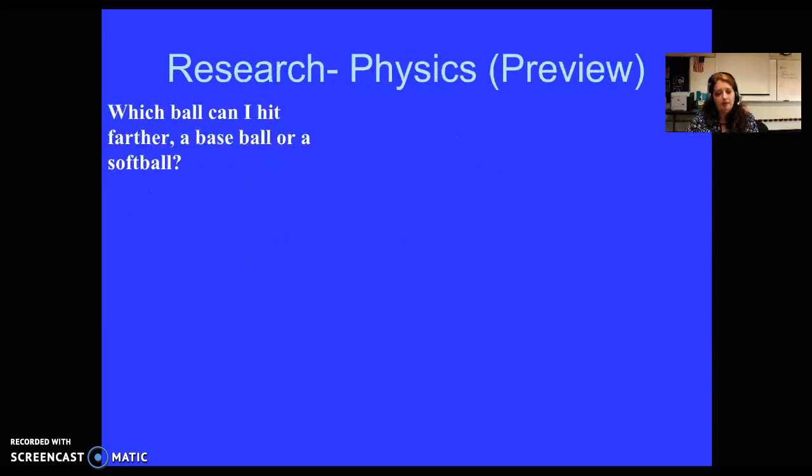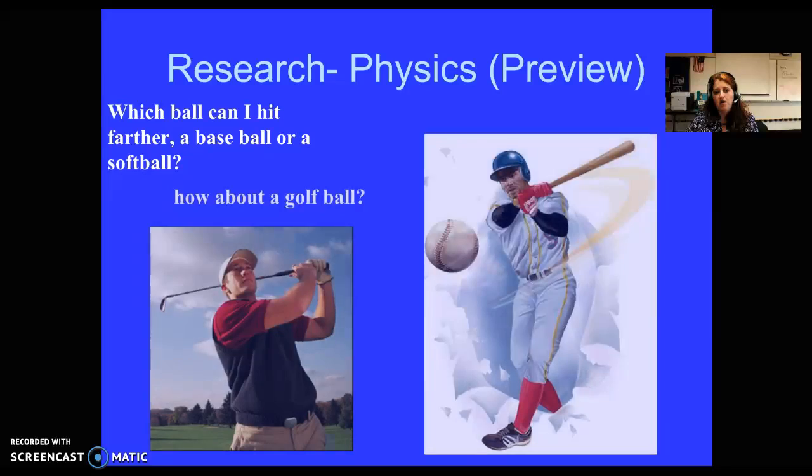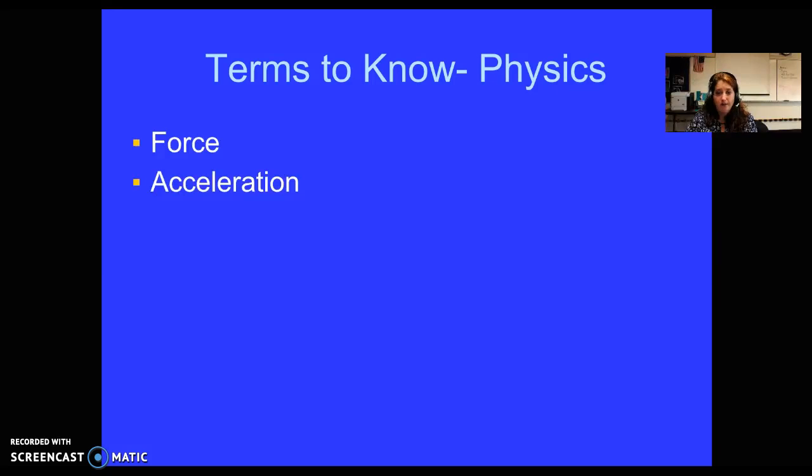Let's think about this again. Can you hit a baseball or softball farther? Correct answer is baseball because it's smaller. What about a golf ball? It's even the smallest, and it can go the farthest between baseball, softball, and golf ball because it's the smallest and it's got those dimples to reduce drag.